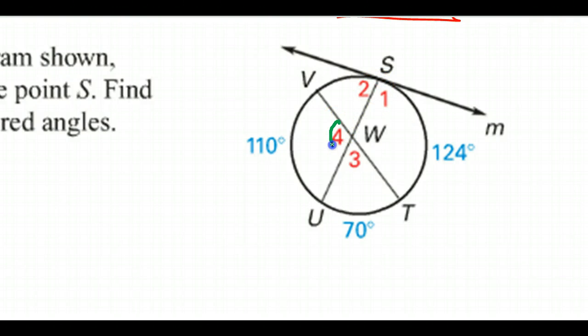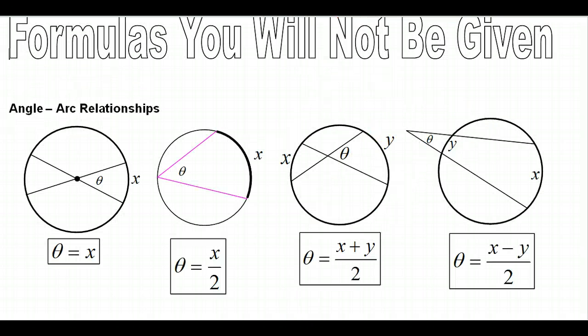So we're supposed to find the measure of angle 4. I'm going to go ahead and find that by using, let's see, this formula right here. Angle is equal to arc plus arc divided by 2. Okay, this is the situation we're in. Angle equals arc plus arc divided by 2.